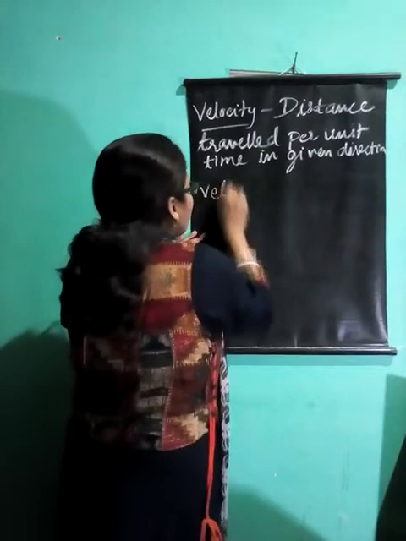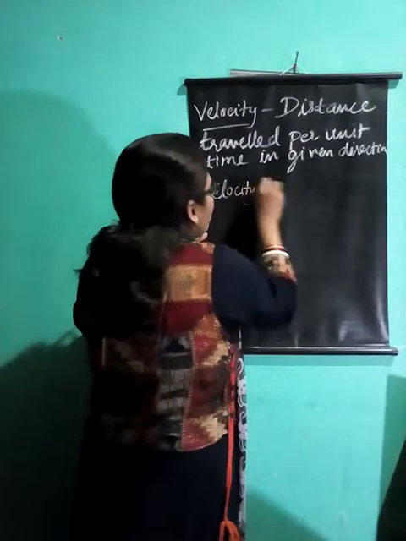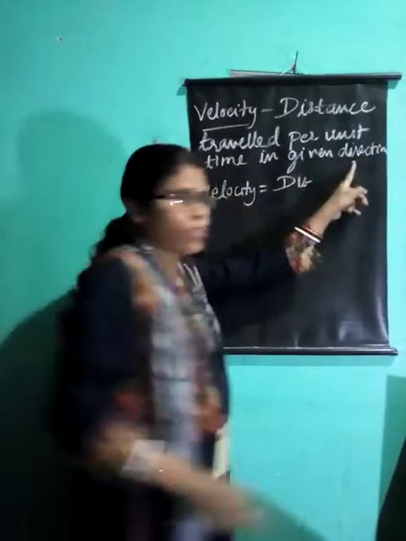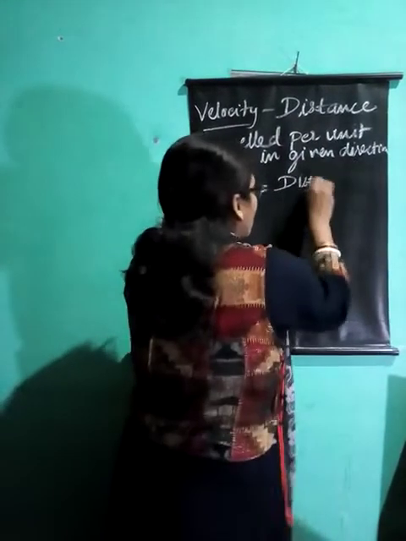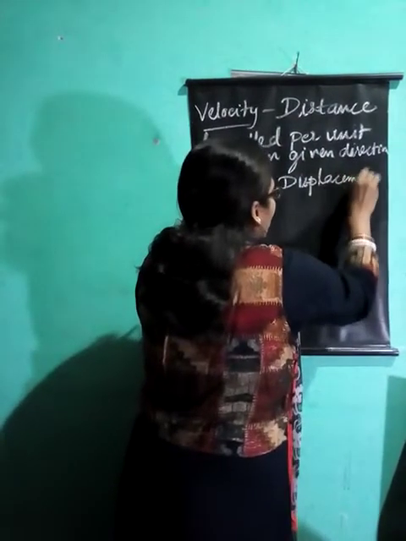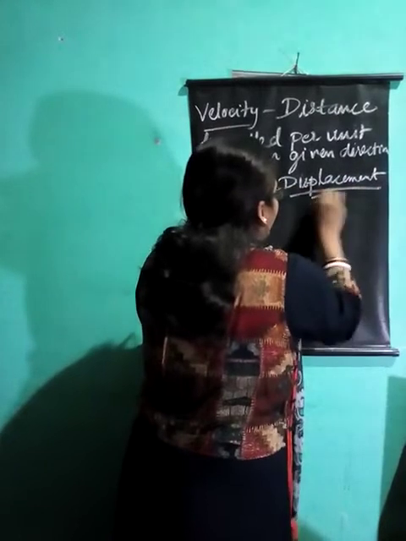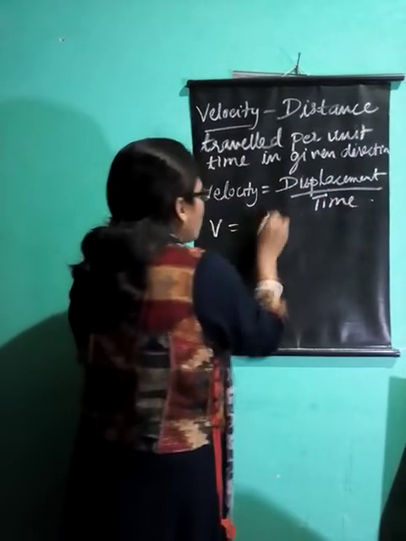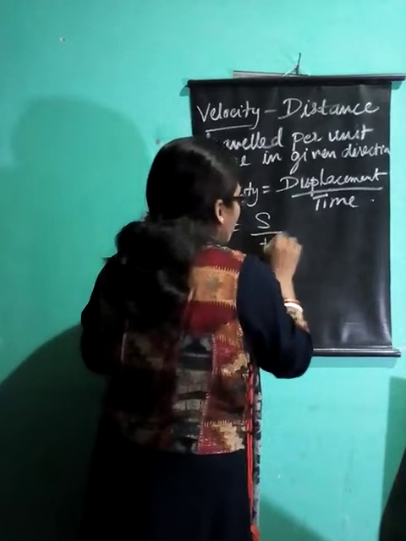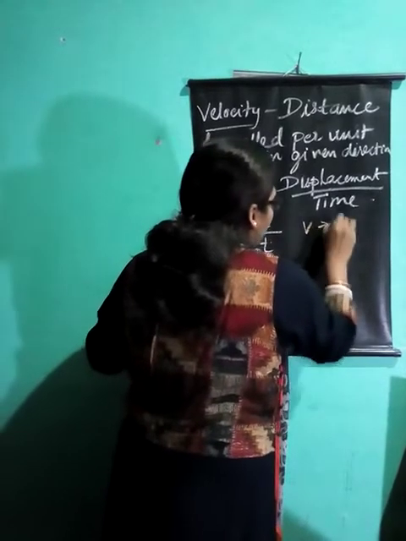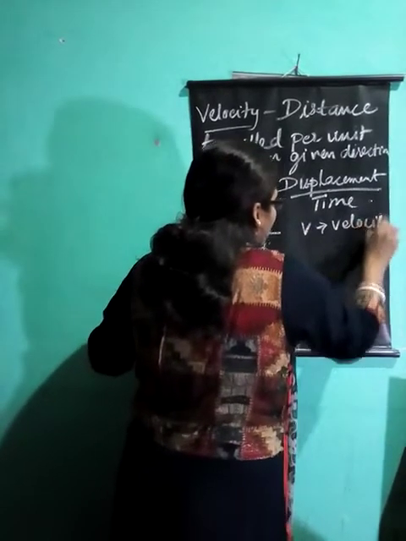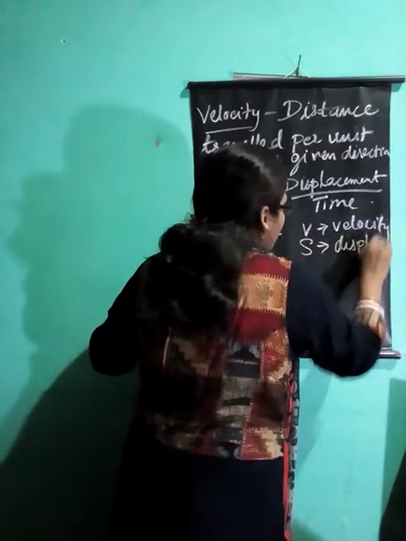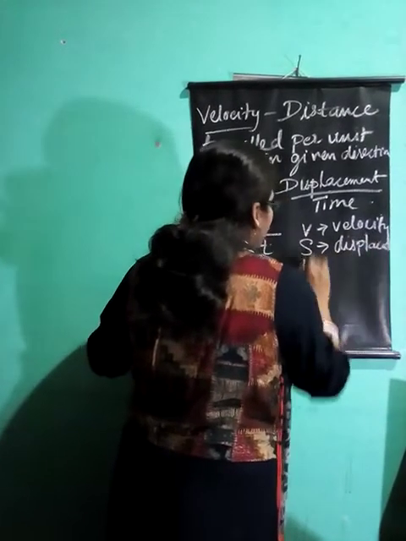So velocity, what is the formula? Velocity is equal to displacement, because distance in which direction is there, it is displacement. So displacement by time, which we indicate as V is equal to S by T, where V is velocity, S is displacement, and T is your time.